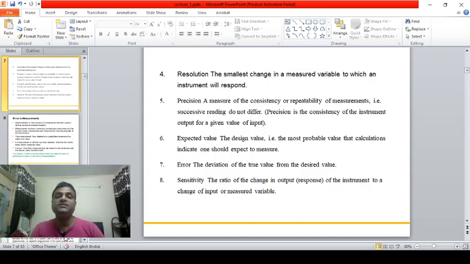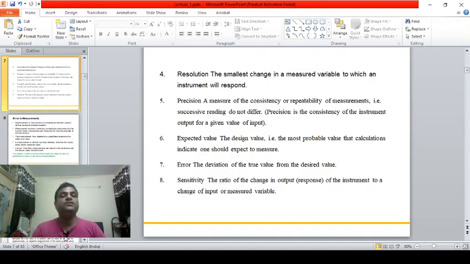Resolution: the smallest change in the measured variable to which an instrument will respond. We have a very important quantity, the resolution. For example, we are using analog instruments. If there is a change of only 10 or 5 grams, we are not able to indicate it on the display. But in the case of electronic instruments, even a change of 1 gram, we are able to display. So that is basically called the resolution: the smallest change in a measured variable to which an instrument will respond.